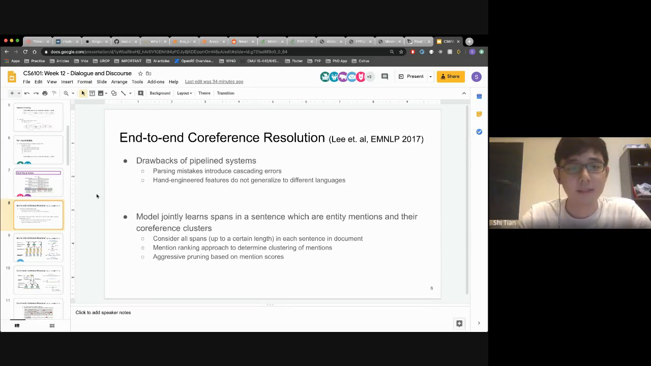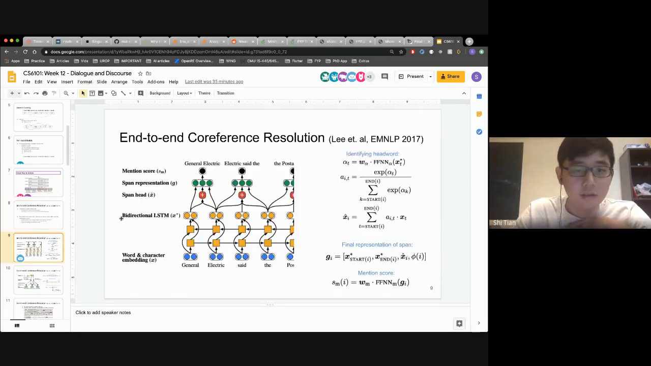So what the model basically tries to do is learn the spans in a sentence which are entity mentions, automatically, and then after that, do the normal clustering that is required. The general idea is to consider all the spans in each sentence in the document. This sounds very computationally intractable, which is why they actually have a lot of aggressive pruning to make the system more practical. The mention scores, we'll go through it in the later slides. They also use a mention ranking approach instead of mention pairing. Right, so this is one part of their model.